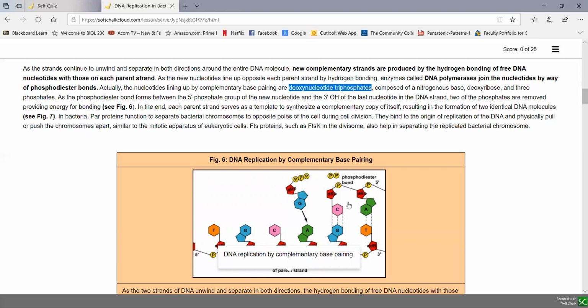Now, when the bond forms, two of the phosphates are cleaved off, and they provide energy for forming this phosphodiester bond. So as the two phosphates are cleaved off, that allows the phosphate on this deoxyribonucleotide to bond to the hydroxyl group, not shown here, on the nucleotide already in the strand. And then eventually this phosphate will bind to this nucleotide, and as the two phosphates are cleaved off, they'll provide the energy.